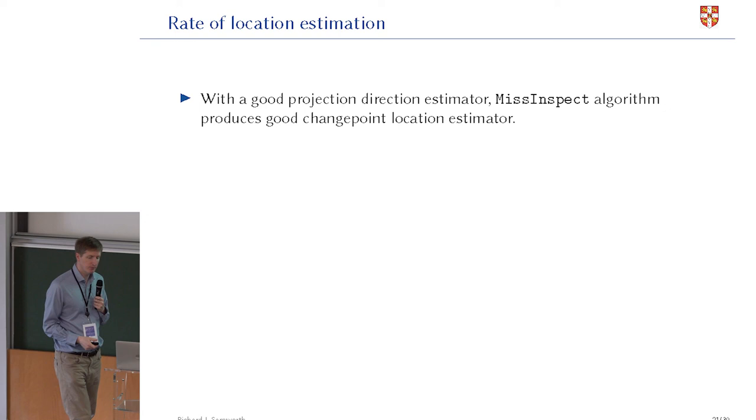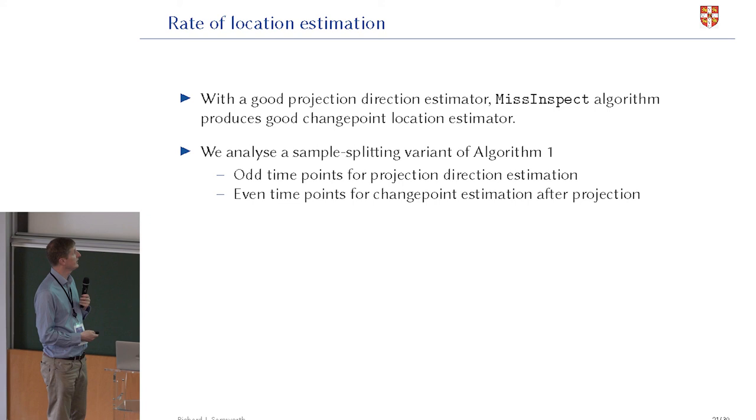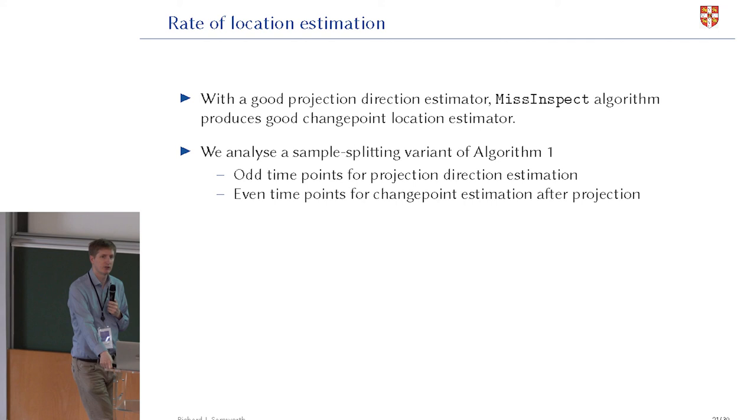So the main message from our theory is that we're going to try to show that we do indeed get a good change point location estimator. In order to do that, there's one little trick that we need. The trouble is that when you use your data to get the projection direction, and then you project the original data series into one dimension, then you've got dependence across time.